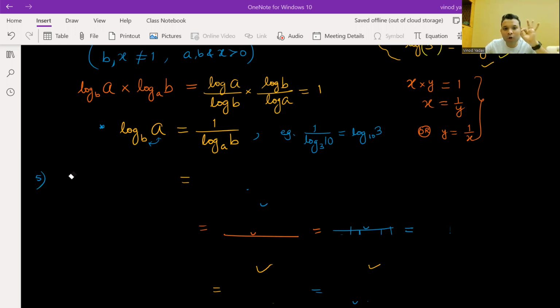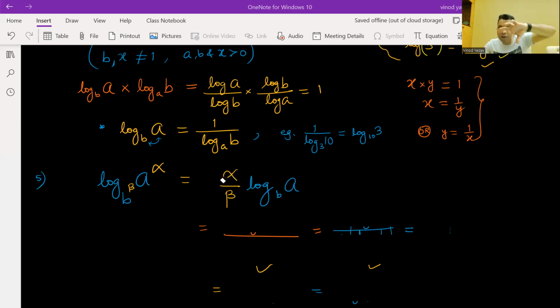One more shortcut rule I must tell you. Whenever you see a term with a to the power something, and in the base also there is a power form, b to the power something. So a to the power alpha, and in the base we have b to the power beta. What to do? Both the powers will come ahead, that is alpha upon beta, and then you are left with log of a to the base b. When alpha and beta move ahead, what remains? Log of a to the base b.